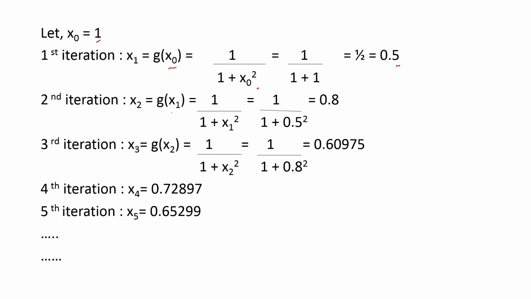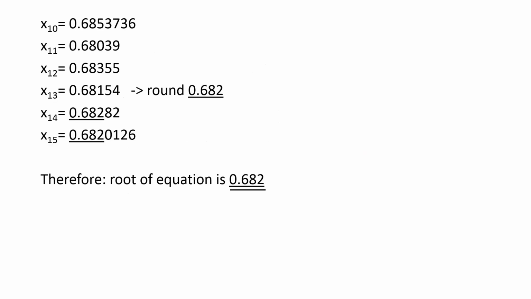So there it comes g of x1, 1 by 1 plus x1 square. Substituting 1 by 1 plus 0.5 square, you will get 0.8. And similarly for x3, that is g of x2, you substitute x2 and you will get 0.60975, and continuing like that, fourth iteration, fifth iteration.